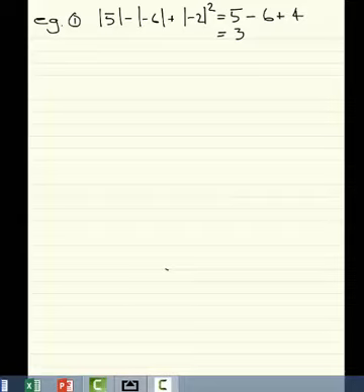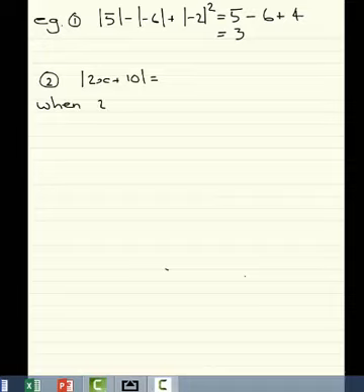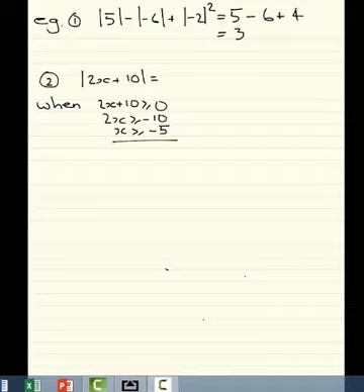But what happens if we introduce algebra? Look at the example, the absolute value of 2x plus 10. There's 2 cases to consider. When 2x plus 10 is positive or greater than or equal to 0, we have an equation to solve. It's pretty simple. 2x has to be greater than or equal to negative 10, so x is greater than or equal to negative 5. But there's another option.